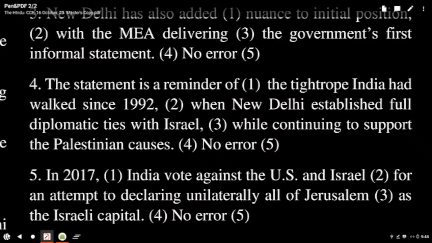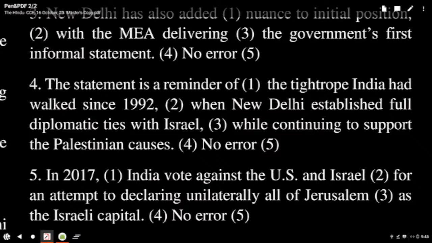Otherwise, don't do that. The tightrope India had walked since 1992. What is a clue for you to spot the error in the second part? Underline since 1992. It goes with 2 tenses. One is present perfect, the other one is present perfect continuous. But here it is in which tense? Past perfect. So not correct. Change it to has walked. The tightrope India has walked since 1992. First error in the second part.